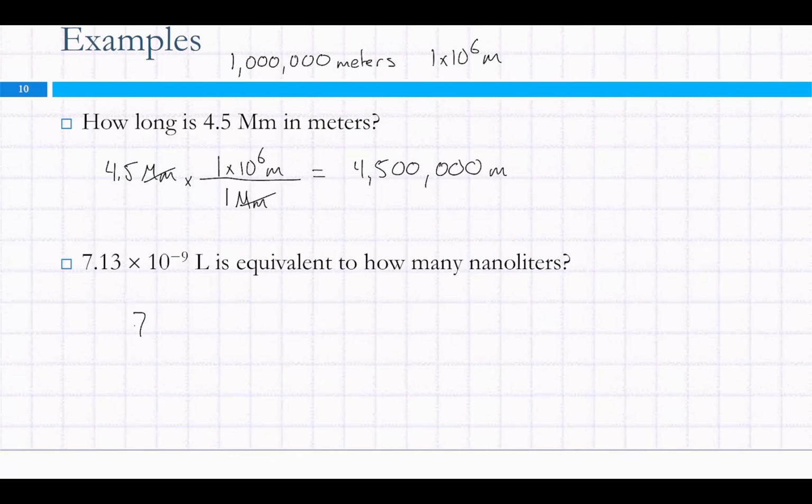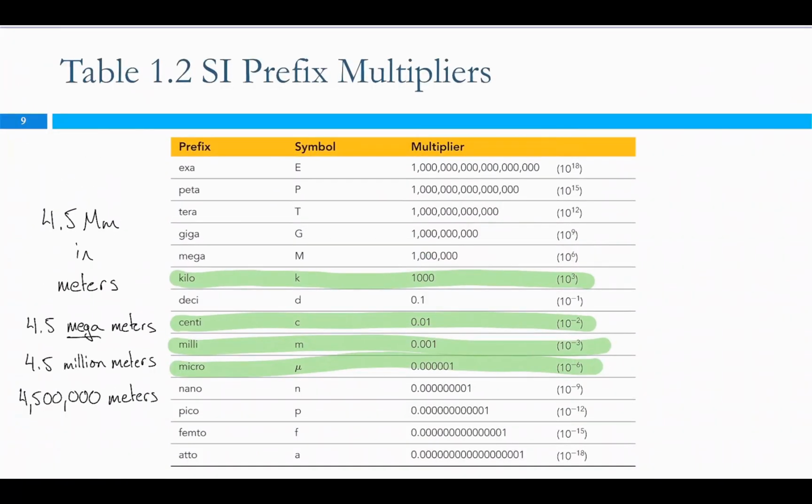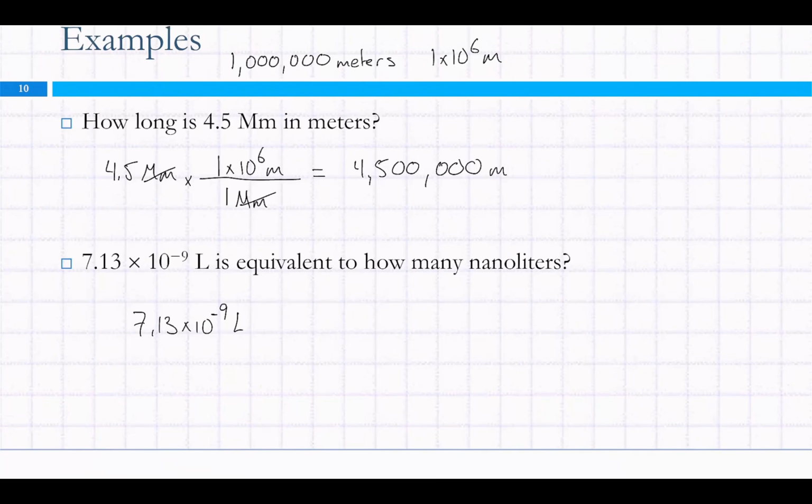So 7.13 times 10 to the negative 9 liters is equal to how many nanoliters? So it's the prefix for nano. Let's take a guess. Yeah, times 10 to the negative 9 is a nanoliter. I was thinking just N, right? N is a nanoliter, but that is 1 times 10 to the negative 9. So I'll write it over here: 1 times 10 to the negative 9 liters is equal to 1 nanoliter.